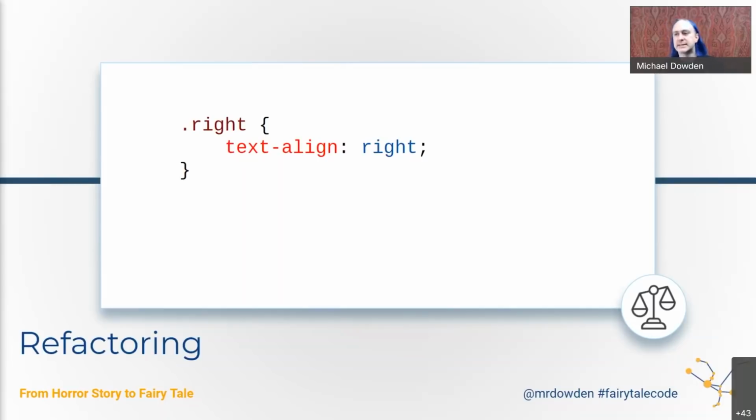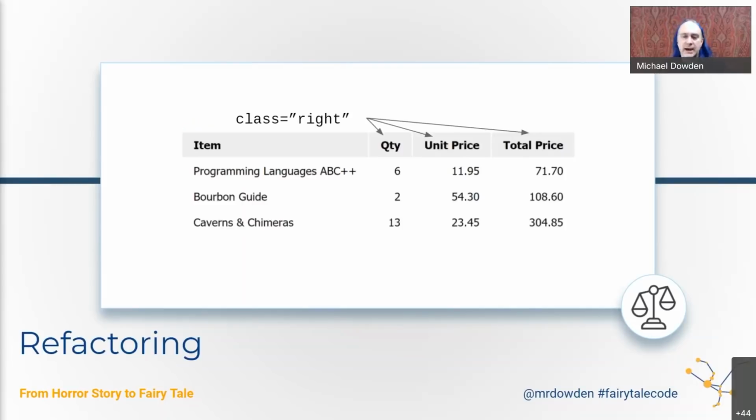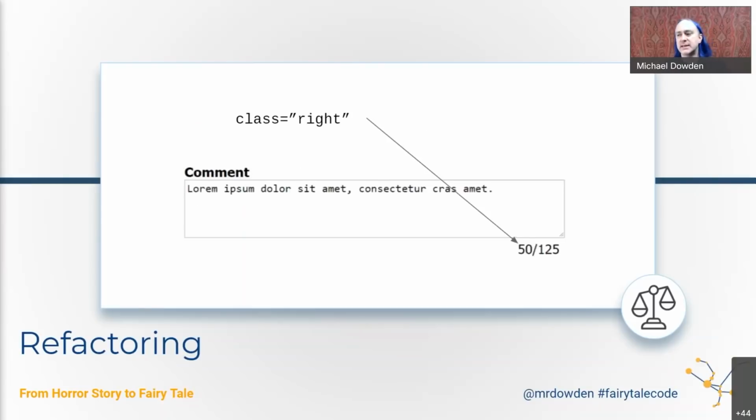But let's continue. So I have these numeric columns and I want them to be right justified because that's how I want to present numbers. And I use my class right because it does what I want it to do. And I'm reusing code, so I'm following the rules of code reuse. And this is fantastic. And then later on, I have this other numeric value that I want right justified. It's the counter for how many characters have been typed into a comment field.